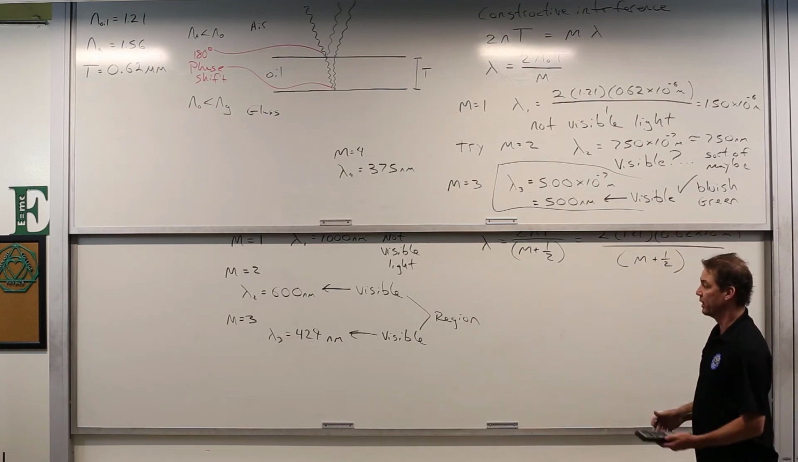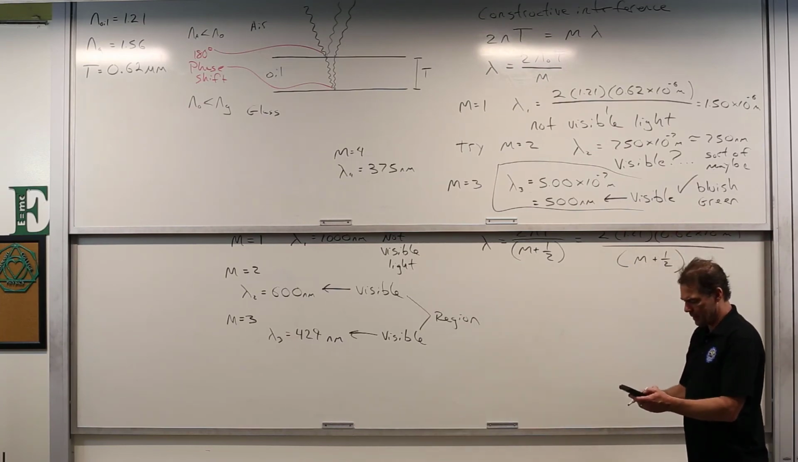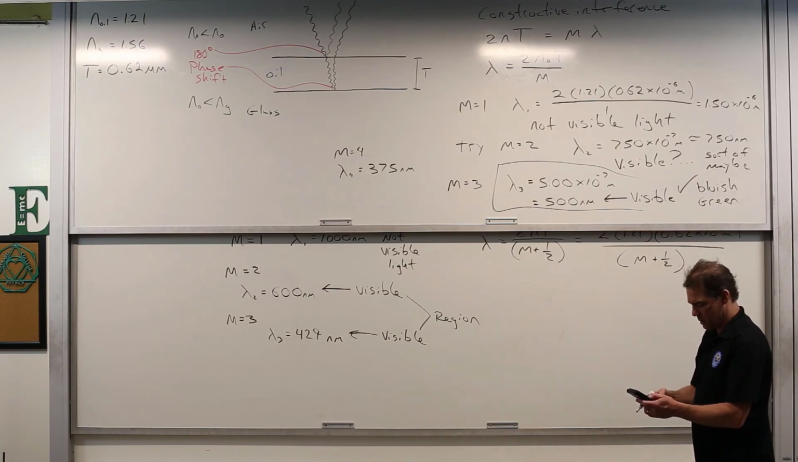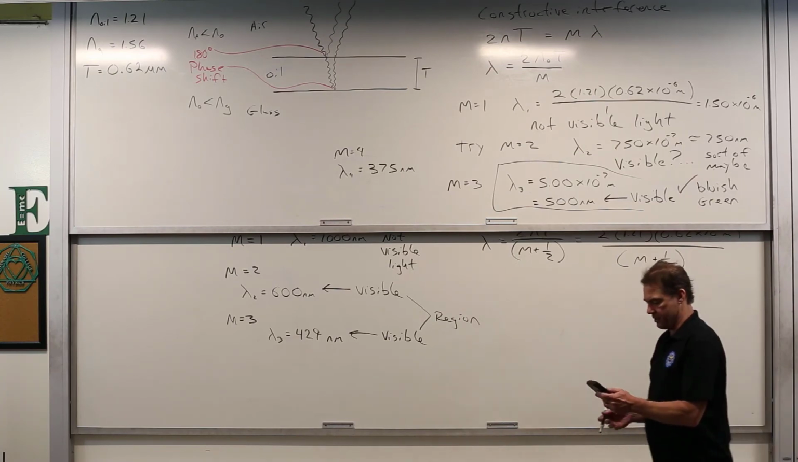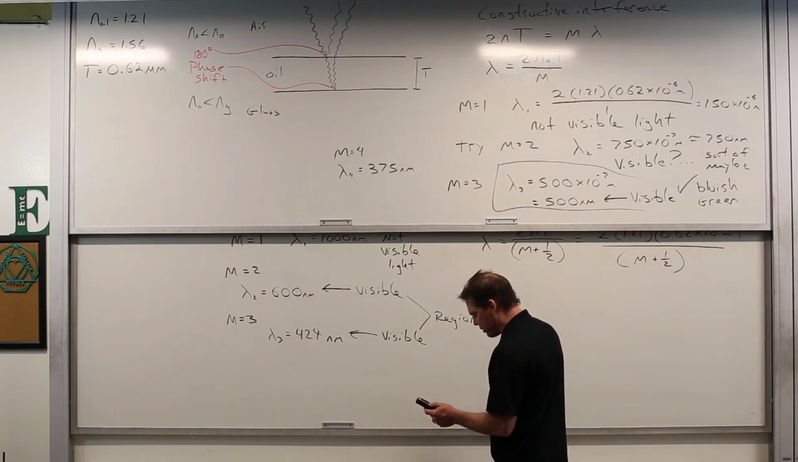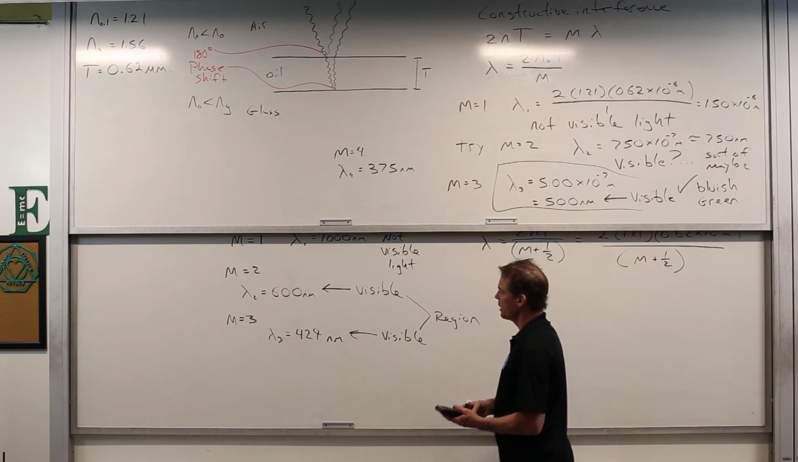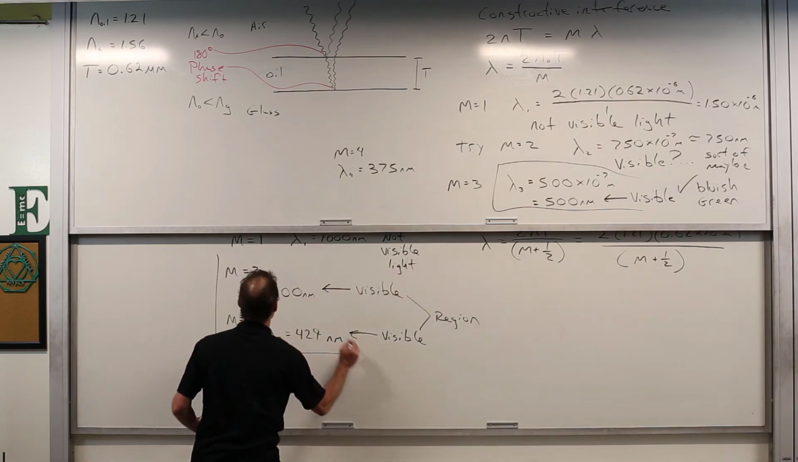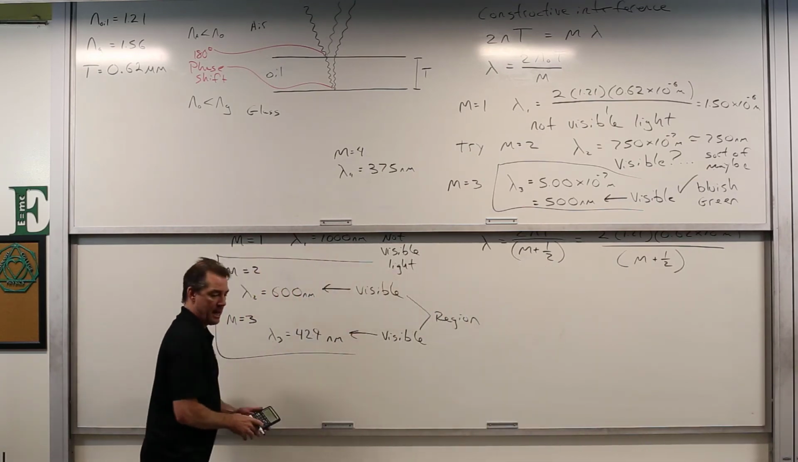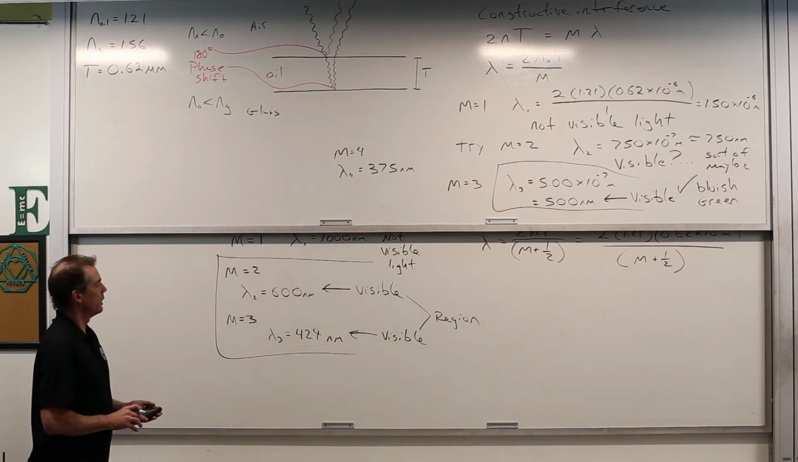There you go. Is there anything else? Probably not. Look at m equals 4, and yeah, that starts to drop into the ultraviolet. So these would be the two. We've got ourselves destructive interference for these, and they're weakly reflected.